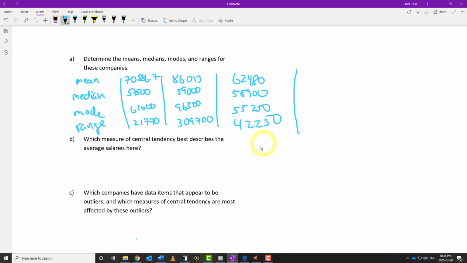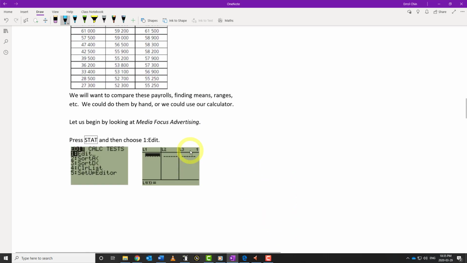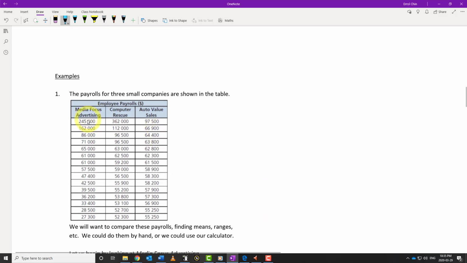Now part B says, which measure of central tendency best describes the average salaries here? So when you take a look, the average salary, we want to know which particular set of data describes the average salary. If you were to take a look at the data, you have a couple of people on the high end of salaries, and then you got a whole bunch of ones in the middle, and some people that aren't getting paid very well for the very first company.